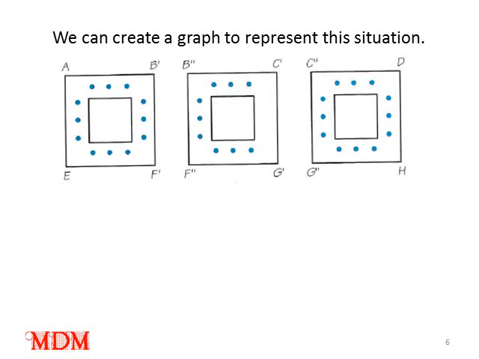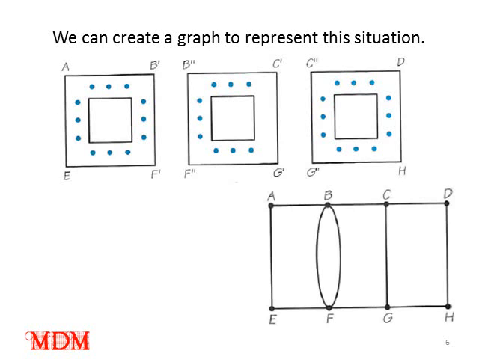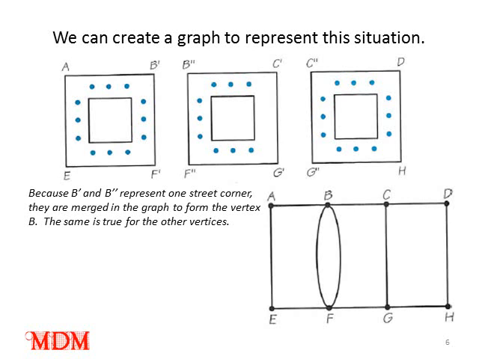We can create a graph to represent this situation. What we're going to do is put B prime and B double prime, F prime and F double prime together to form the distinct vertices B and F. We can do that because B prime and B double prime represent one street corner. They are merged in the graph to form the vertex B. The same would be true for all the other vertices.